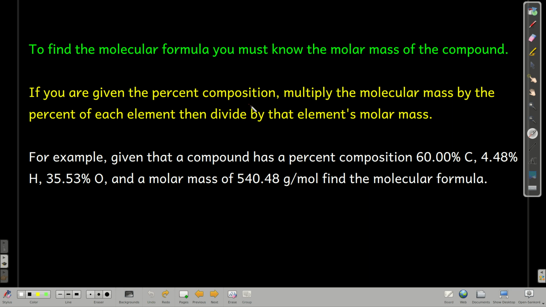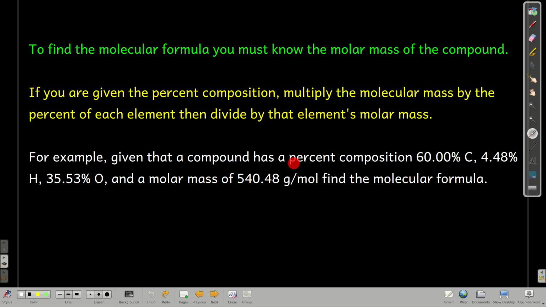One, if you're given the percent composition, like we just calculated earlier, we can multiply the molecular mass by the percent of each element and then divide by that element's molar mass. And I'll show you with dimensional analysis why this works out. So let's use an example.